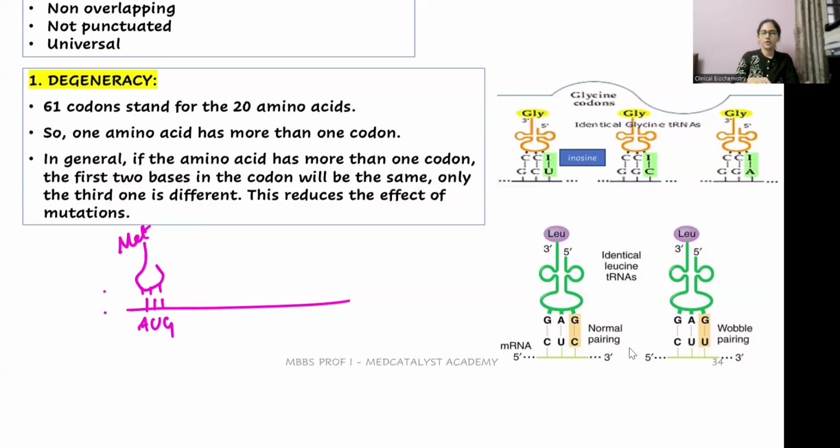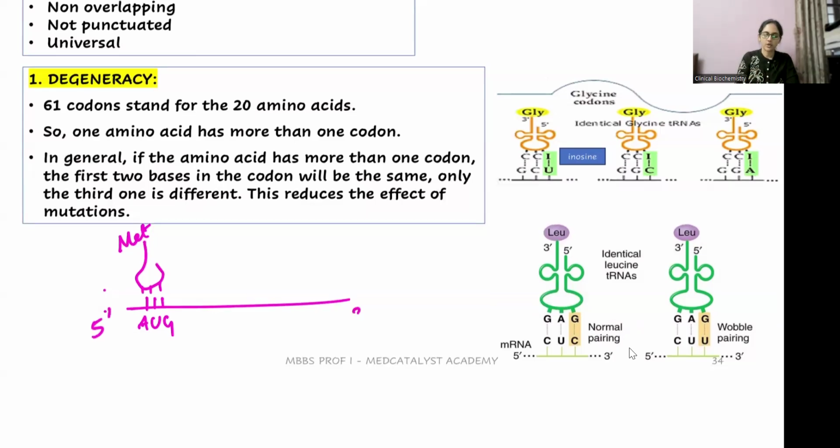As you can see, this is the 5' end and this is the 3' end of your mRNA. The first two pairs are very strict. For the tRNA, this is the 5' and this is the 3'. The first bond of this mRNA codon-anticodon pairing is going to be very strong. The second also is going to be strong. But the third, when you see, is going to be weak.